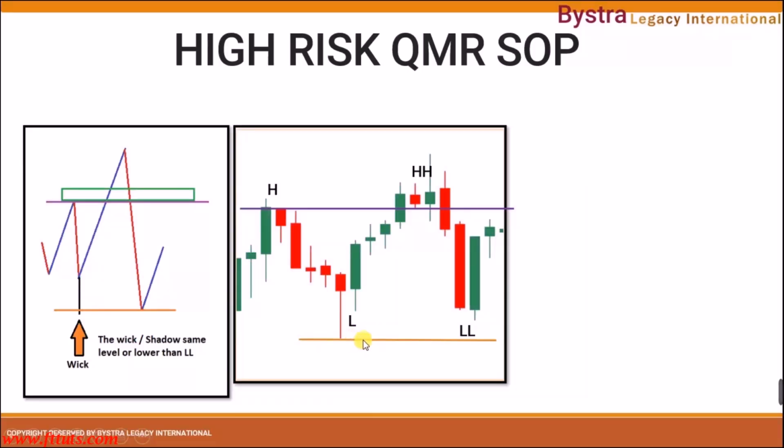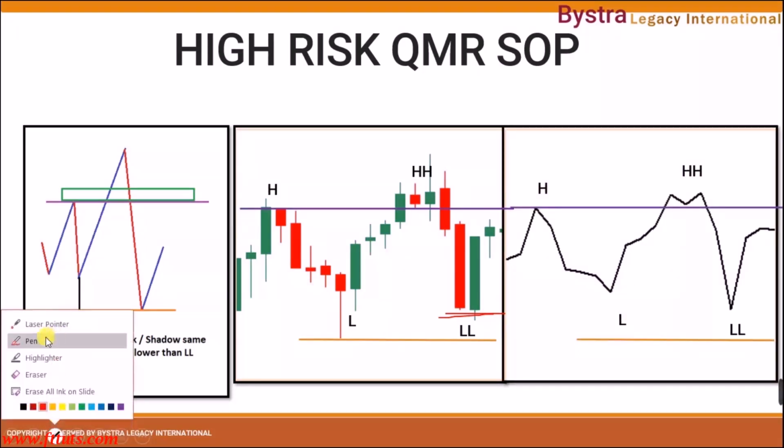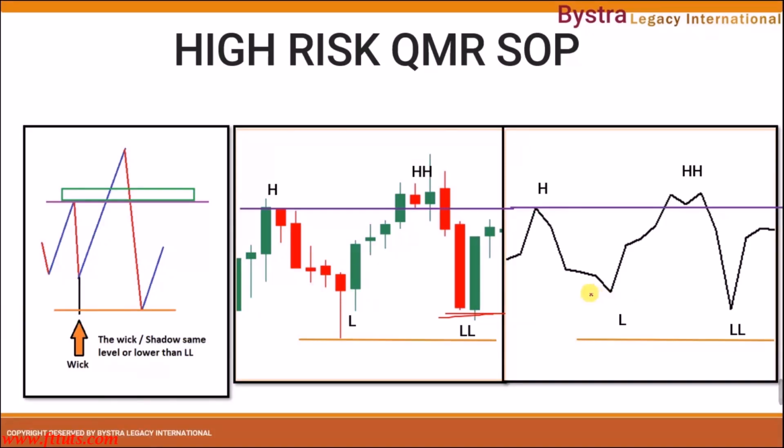As we can look at the chart here, look at this. This shadow is even longer than the lower low here. However, when we look at the line chart, it looks fine, right? This low here is still higher than the lower low, alright? But in the candlestick, we can see that the shadow is even longer than this lower low.